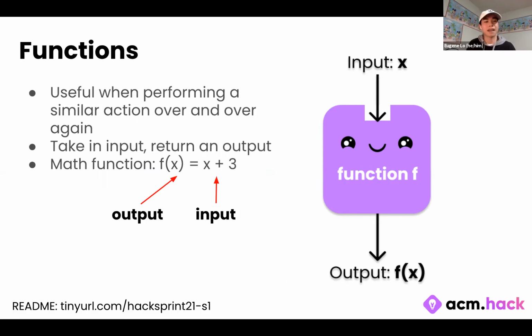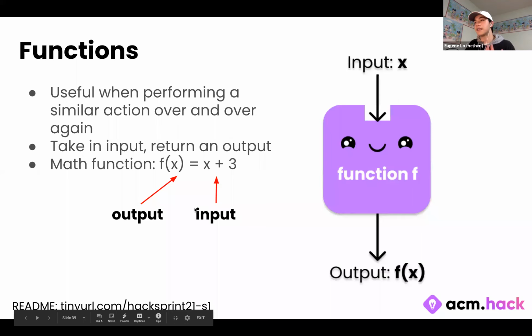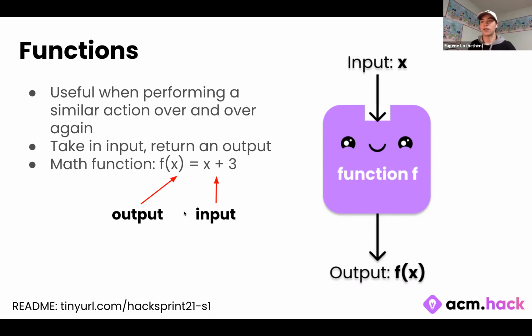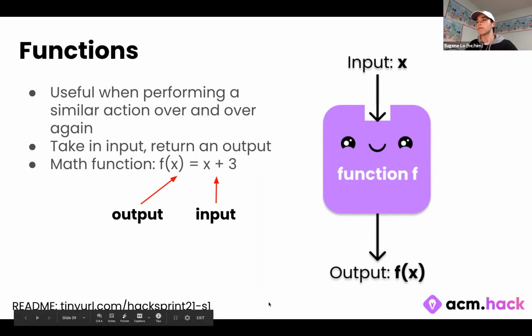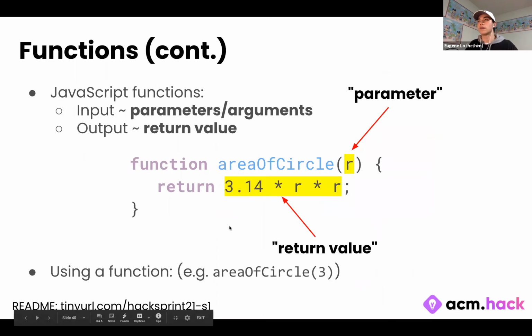You might be more familiar with the math function, which I gave an example of here: f of x is equal to x plus 3. In this case, you have an input variable, which is x, and then you perform some computation on it. You add 3, and after that computation, you return the output, which is f of x. Funnily enough, JavaScript functions are very similar to math functions. They take an input, which in JavaScript we call either a parameter or an argument, and then perform some computation on it within the function body. Once all that's done, it returns a value, which is its output.